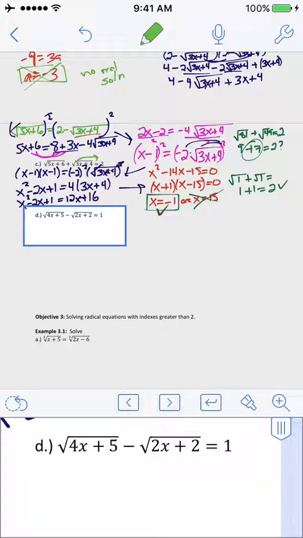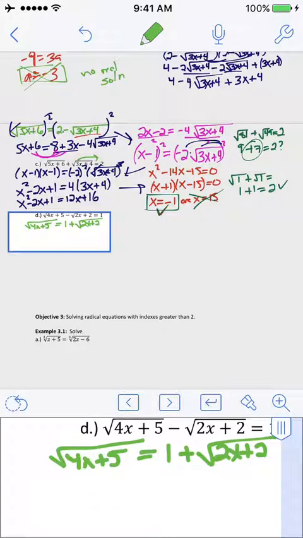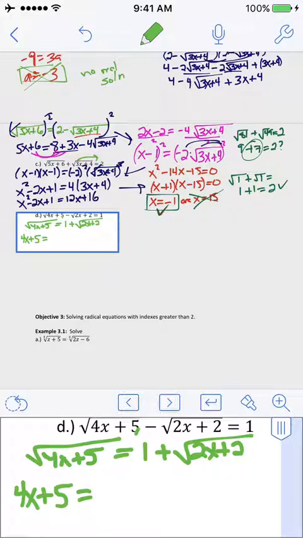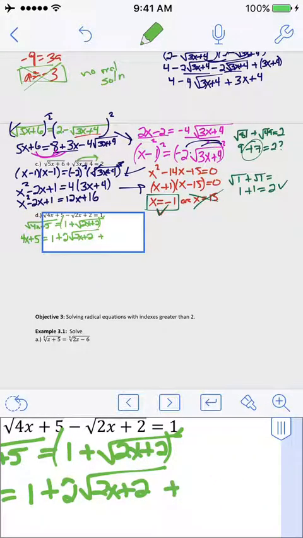Okay, so I'm gonna move this guy to the other side. I have square root of 4x plus 5 is equal to 1 plus root 2x plus 2. This time it's a plus because I moved it over to the other side by adding it to both sides. Square both sides, you get 4x plus 5 is equal to, let's see, if I'm squaring this, that's that times itself. So 1 times 1 would be 1 plus 2 of those, 2 root 2x plus 2, and that times itself would be plus 2x plus 2, right?